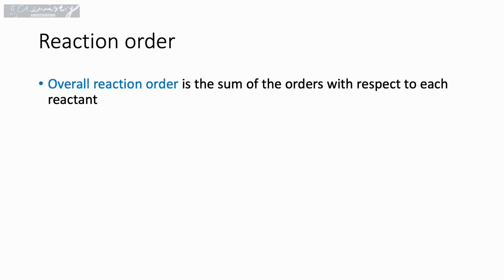So when we are looking at the overall reaction order, let's see. Previously, we had a rate law that looks like this: rate constant multiplied by A to its rate order, then multiplied by B to its rate order. This is for a reaction that looks like this.